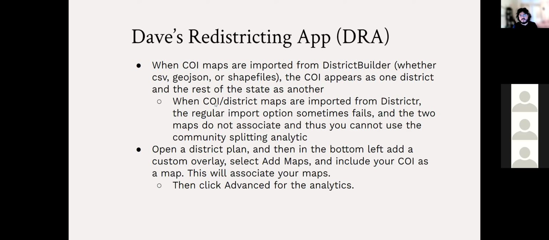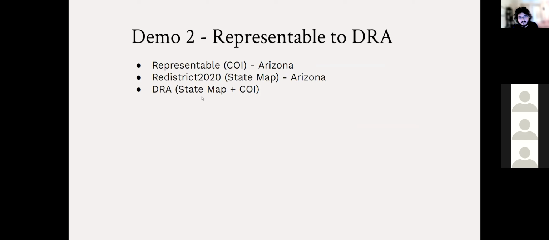When the COIs are imported from District Builder, the COI appears as one district and the rest of the state as another district. So just keep that in mind if you're making a COI map in District Builder. If you try to put it into DRA, it will register it as two different districts. Then, to open a district plan, go to the bottom left and add a custom overlay. I'll show you folks how to add those in because you can actually add in more than one. In District Builder, I could only show you one COI; in DRA, you can do more than one.